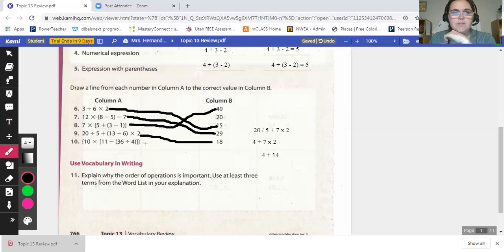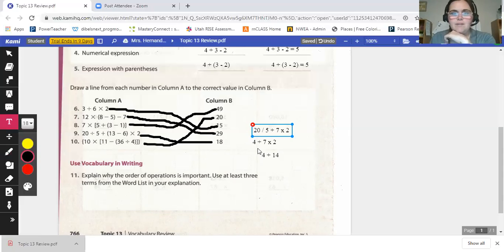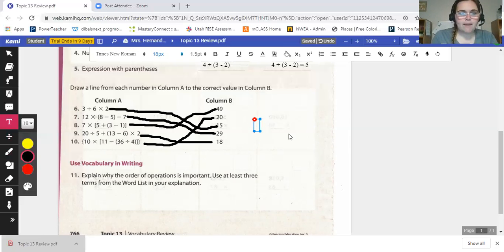Now that makes the last one really easy. It's got to be 20, but let's just prove it right and prove you right. So we're going to go grab this, and it has braces, it's got brackets, and it's got parentheses, and parentheses are always first. So 36 divided by 4 is 9. So my new equation is going to say 10 times 11 minus 9.